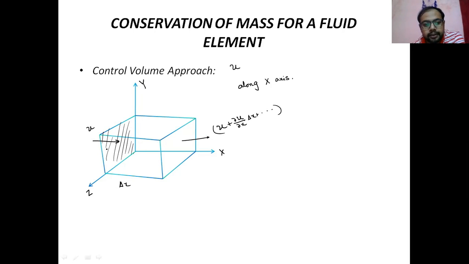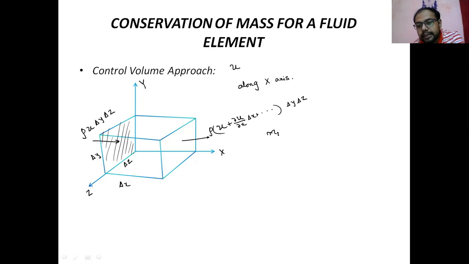So this is del y, this is del z. So this area is u, del y, del z. Here also del y. Okay, so that is the flow rate. What is the mass flow rate? Into density. Here also.